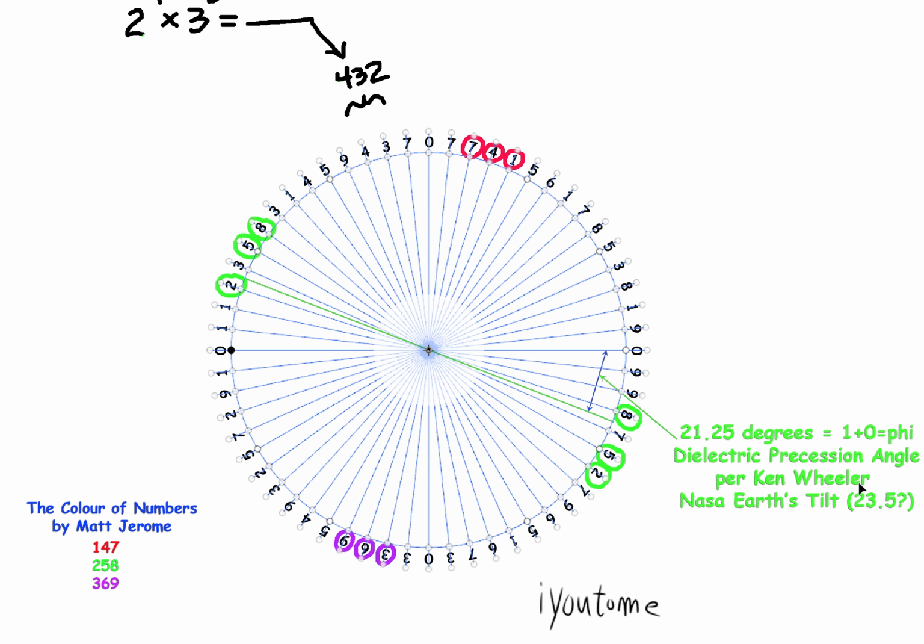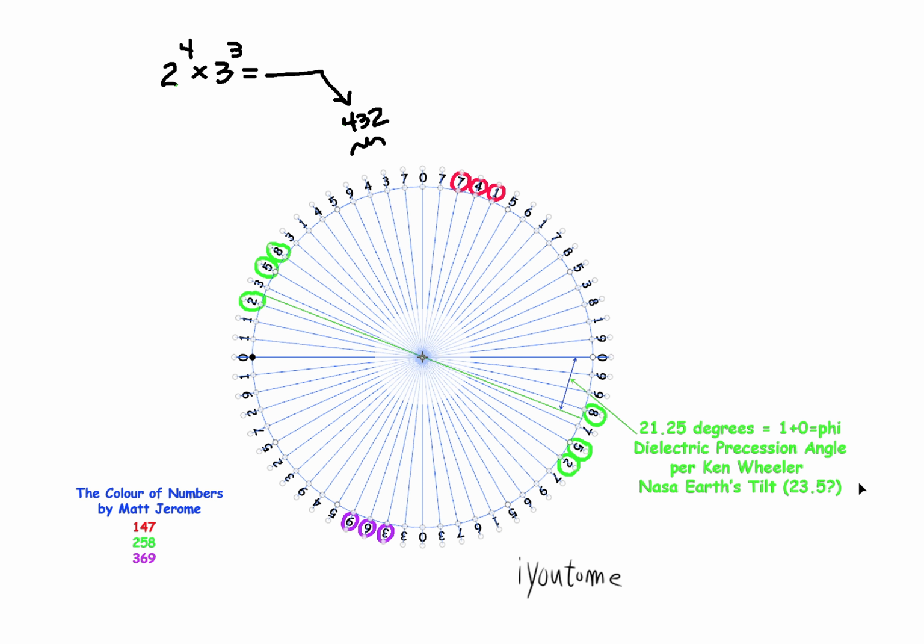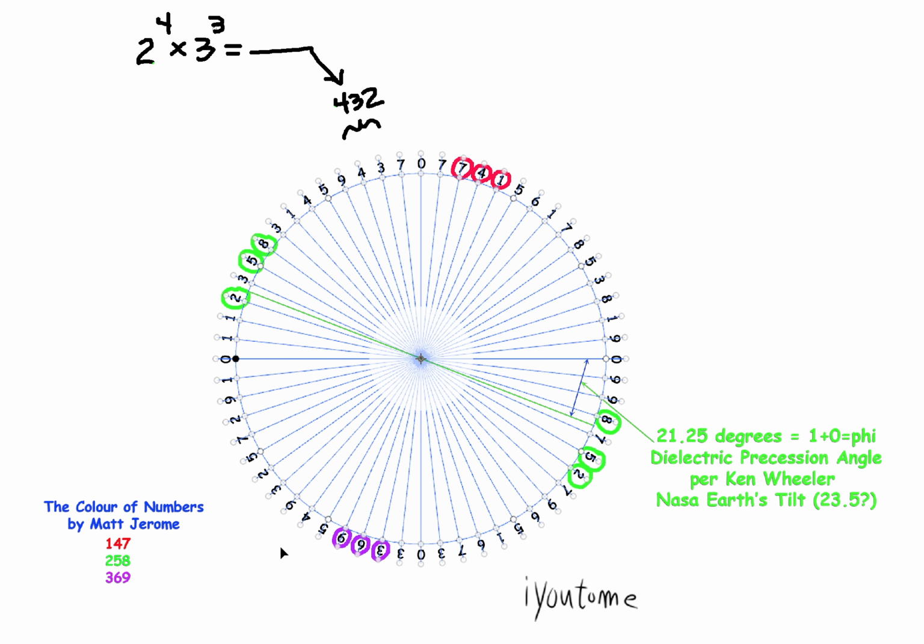Okay, Matt Jerome's color of numbers. We look down over here, the color of numbers 1, 4, and 7. When you add those together, they're going to give you 12 or 3. So 1, 4, 7, 4, 1, 7s, and all the combinations of it has a personality. 2, 5, 8, which is 15, which is 6.